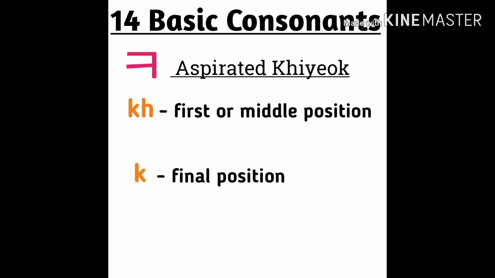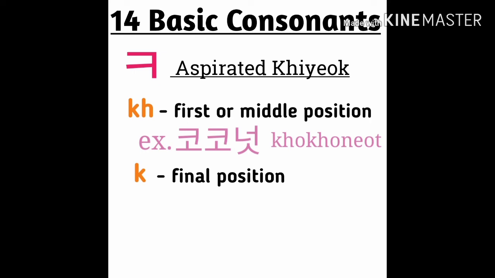Next consonant is the aspirated kyok. This consonant also is almost the same as the consonant kyok, but this one is aspirated. So let's look at the rules of this consonant. When it's in the first or middle position, the sound value will be kh. Let's say for example, this one, the aspirated kyok is in the first and middle position, so the sound value is kh. We will pronounce this word as coconut.